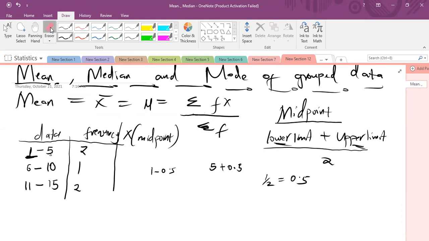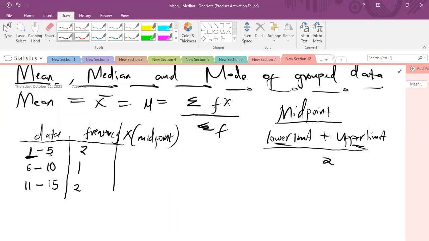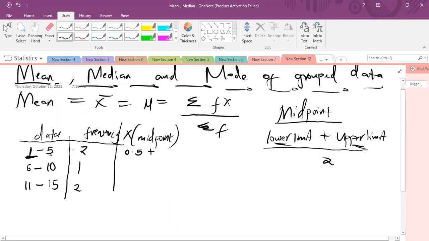So when we want to get the midpoint of a particular set, as I've said, it's lower limit plus upper limit divided by 2. So what's going to be the midpoint of this first group? It will be 0.5 plus 5.5, all divided by 2. And what does that give? 0.5 and 5.5 give 6. 6 divided by 2 gives 3.